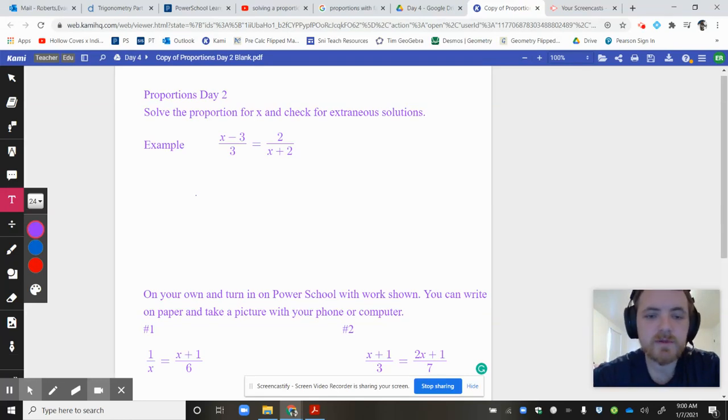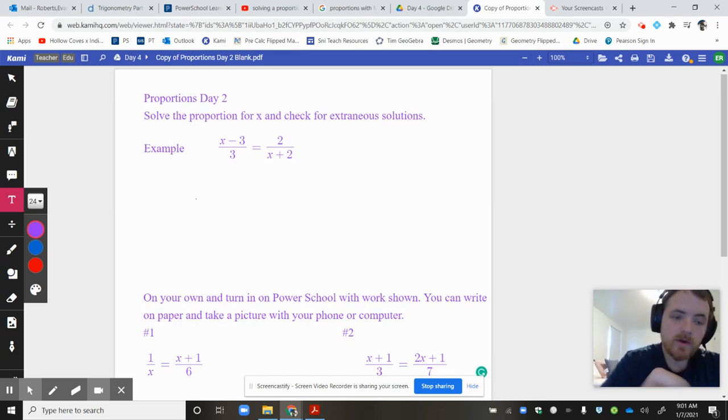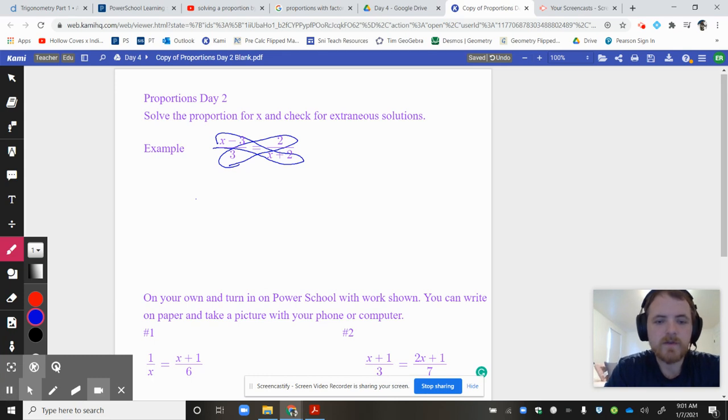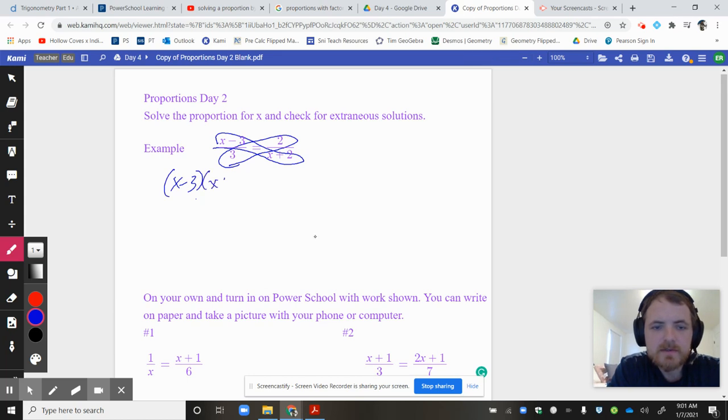Okay, so we have proportions here that need to be solved. Remember, we have an equal sign, so we are allowed to cross multiply right there. So if I show my work, this looks like x minus 3 times x plus 2 equals 6. Hopefully we're seeing that we have to FOIL right here.